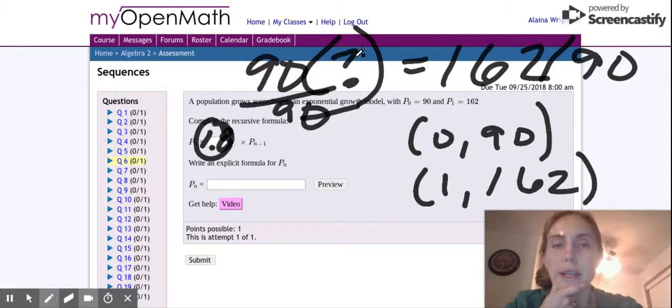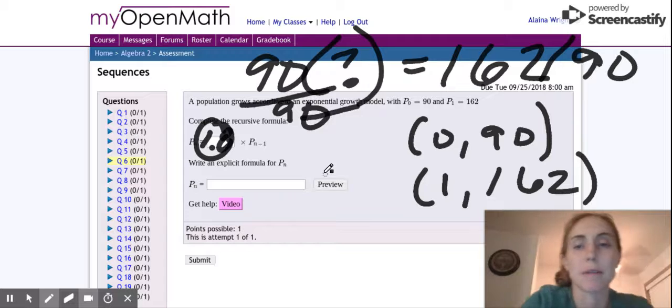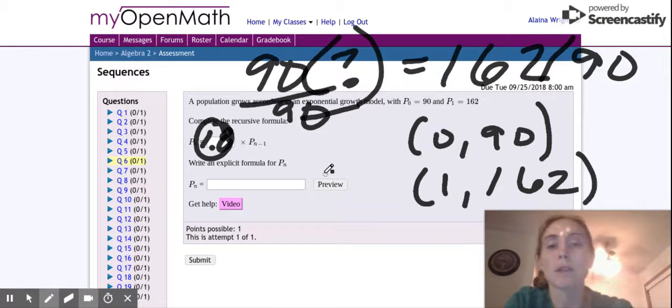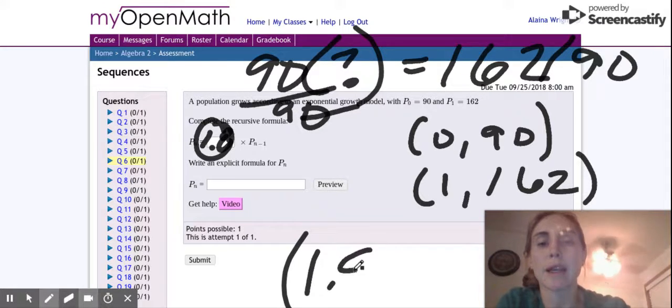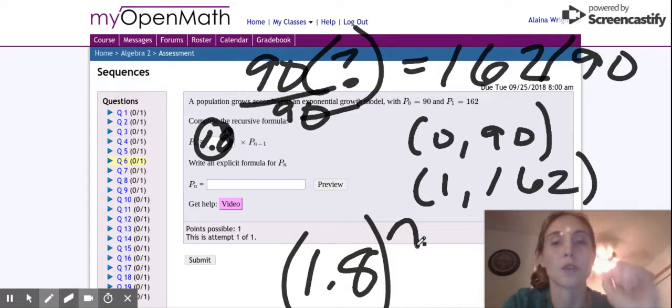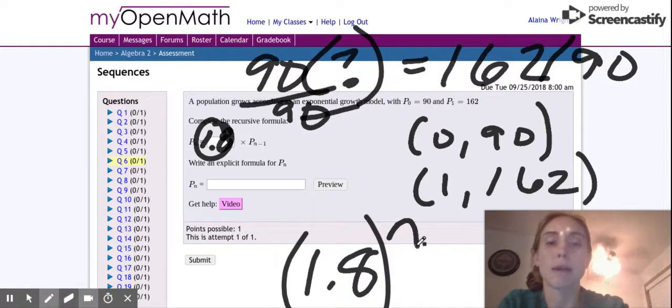So 162 divided by 90 is 1.8. That's our common ratio that we're repetitively multiplying by. So to write an explicit formula, we're going to have 1.8 is what we're repetitively multiplying by. That's what's going to be raised to a power. And we have a choice here. We could either write 90 here and then do an n minus 1.